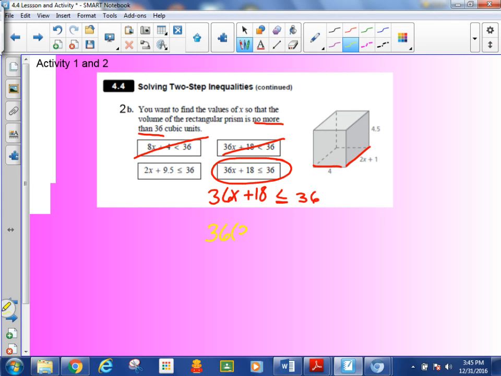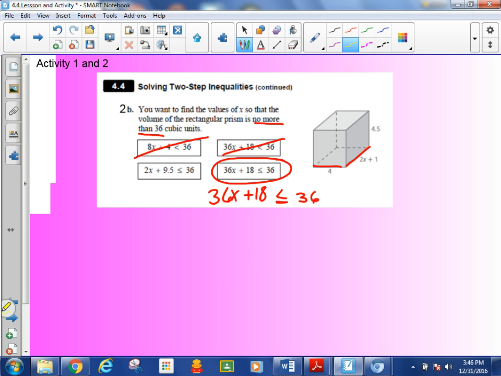36 times 2 plus 18. Okay, so if I do 36 times 2, that's going to give me 72. That is not less than, so that's way too big. 2 is way too big. If I put 1 in there, it's still way too big. Because if I put a 1 in there, 36 times 1 is 36 plus 18. That's still too big. So we're going to have to use numbers that are less than 1.